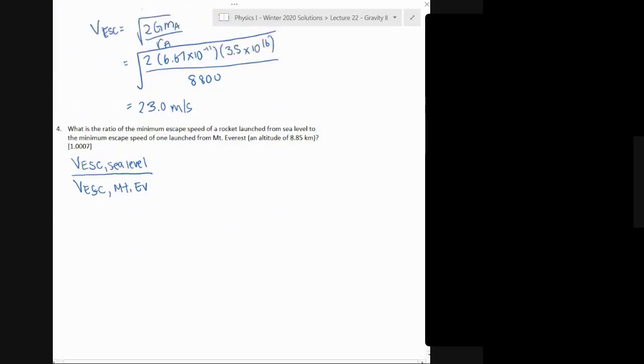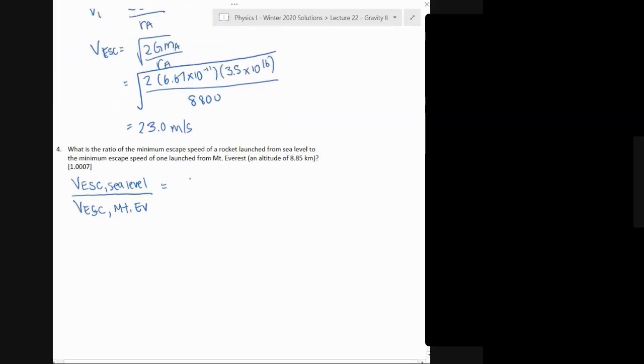Okay, so I'm going to use the formula we derived from above, which was the escape velocity is square root of 2gm over r, over the same thing on the bottom. So what is the m that we're referring to here? It's not the mass of the asteroid anymore. Mass of Earth. Yeah, good. So in both cases, it's the mass of the Earth. And then g is a constant, so we don't need to worry about that. And then what about r? So when we're at sea level, what is the r referring to? Radius of the Earth.